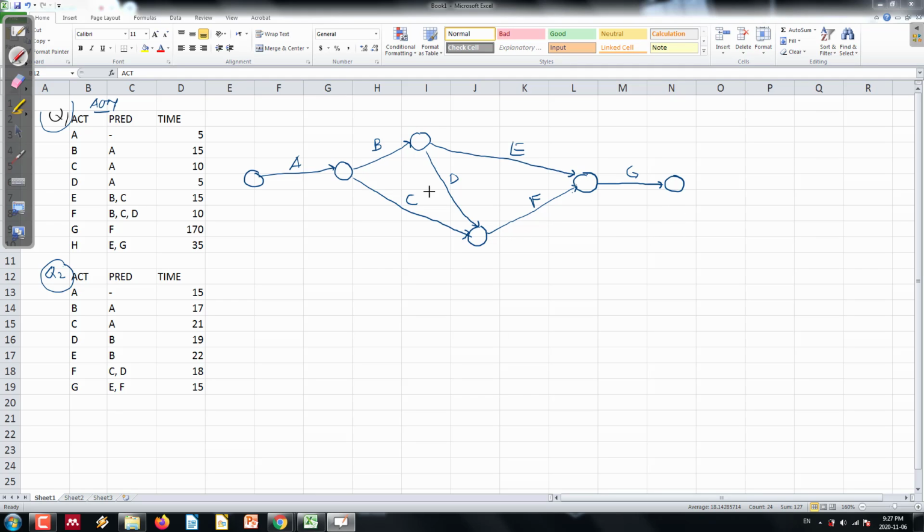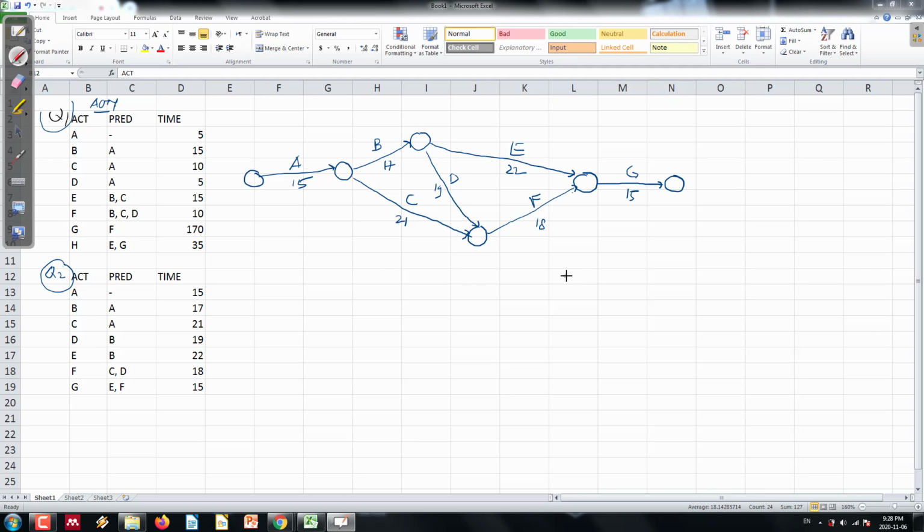Now we need to put the duration. A, we have 15, and then B, we have 17. Okay, C, we have 21. D, we have 19. E, we have 22. F, we have 18. And G, we have 15. Okay, so we have the network diagram.